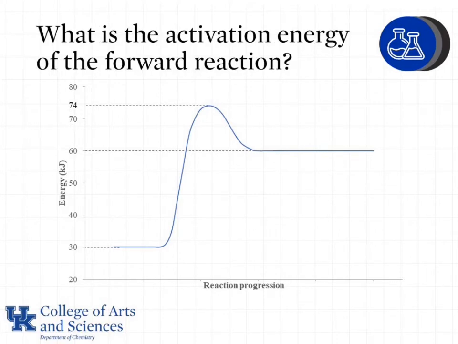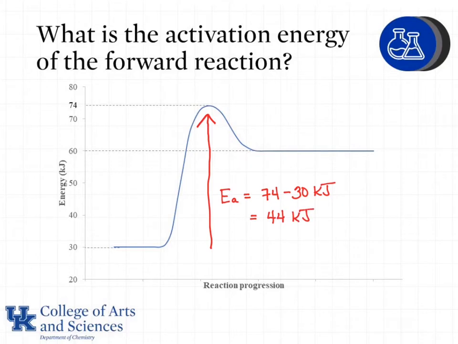What is the activation energy of the forward reaction? Notice the dotted lines that are given to help you determine the numerical values associated with each point in the reaction. The activation energy starts with the reactants and goes to the peak of the curve in the middle. Therefore, the activation energy will be 74 kilojoules minus 30 kilojoules. And we get 44 kilojoules for the activation energy.